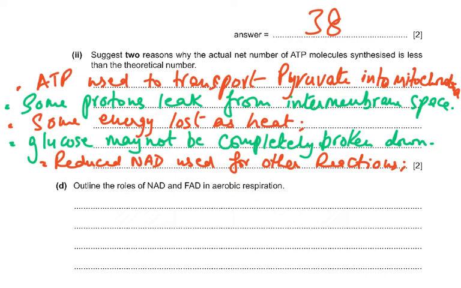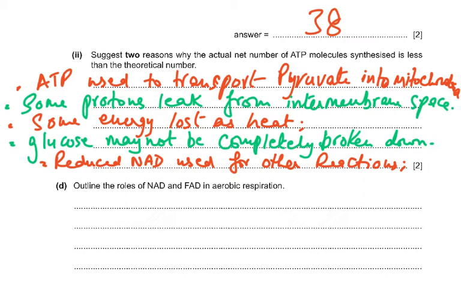So we have to think of things, and then ATP is used to transport the pyruvate into the mitochondria. Now you remember glycolysis takes place in the cytoplasm, and then the pyruvate has to enter the mitochondria. So maybe that is an energy requiring process. Plus all the NADs that were made in glycolysis need to be also brought into the mitochondria. So that would require some sort of energy. Maybe some protons leak from the intermembrane space. Maybe some energy is lost as heat. Maybe the glucose is not completely broken down. Or we could have said the reduced energy is used for other reactions.